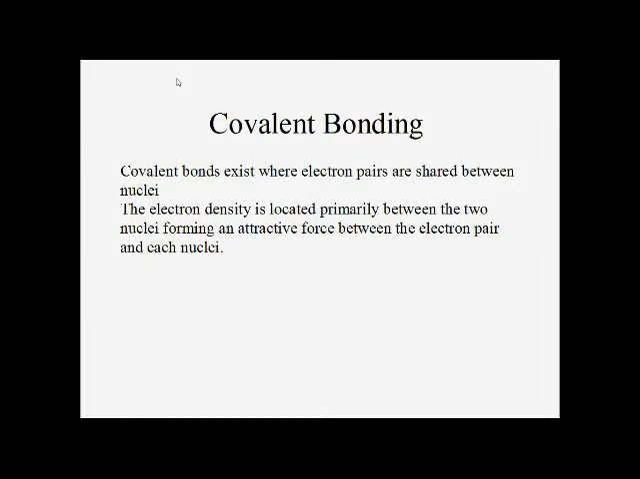We're going to use Lewis dot structures to examine covalent bonds. Covalent bonds exist when we have shared electron pairs between the two nuclei. We find this in bonds between nonmetals with nonmetals. The electrons are spending most of the time between the two nuclei, so the electron density is highest between the two nuclei. And this is what holds the two nuclei together, the attractive electrostatic attraction between the electrons and the individual nuclei.